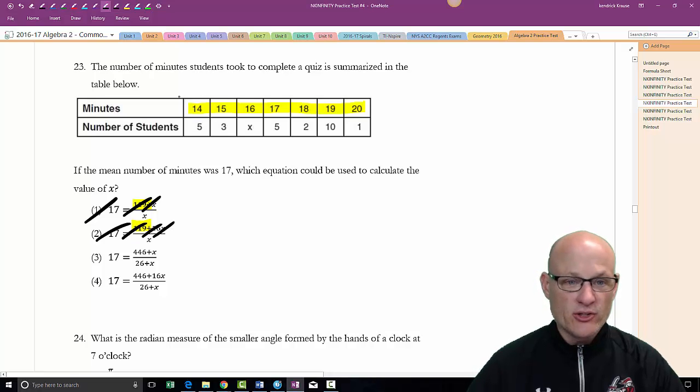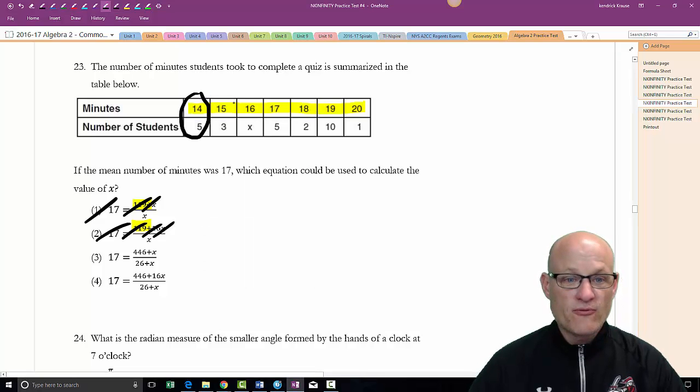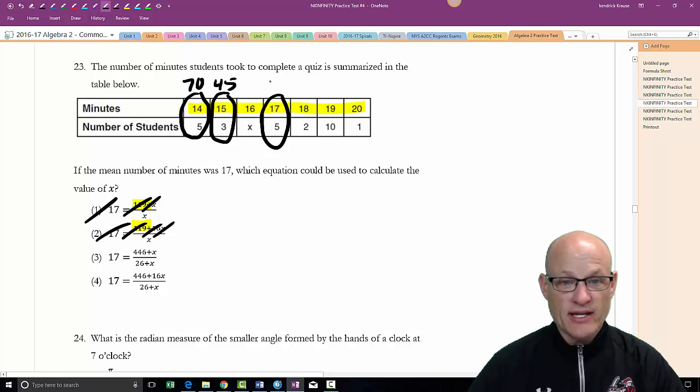So what you need to do is add up 5 14s, that's 70. 3 15s, that's 45. We don't know what that is. 5 of those, what is that? 85? 36? 190 and 20? My guess is when you add those up, you get 446.